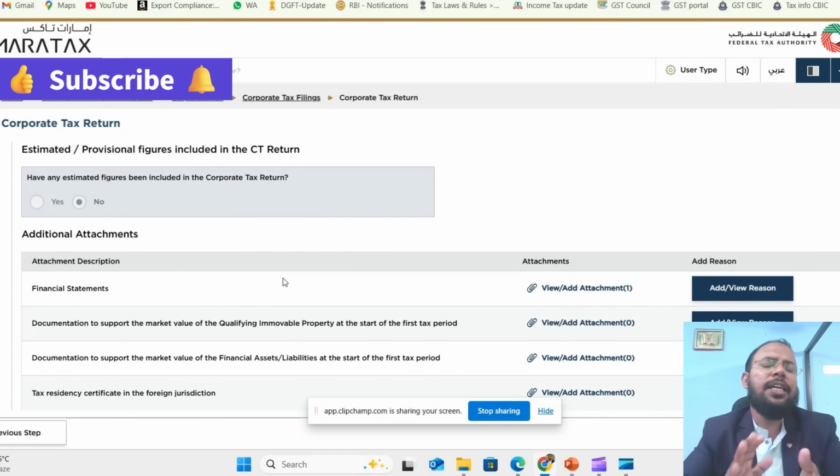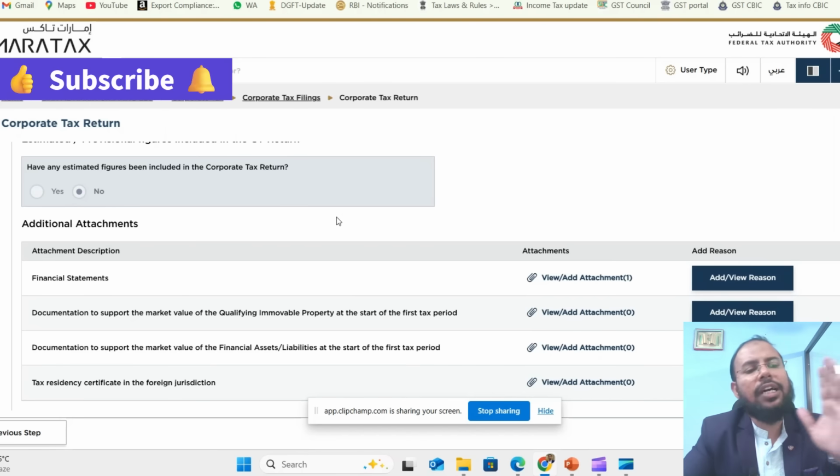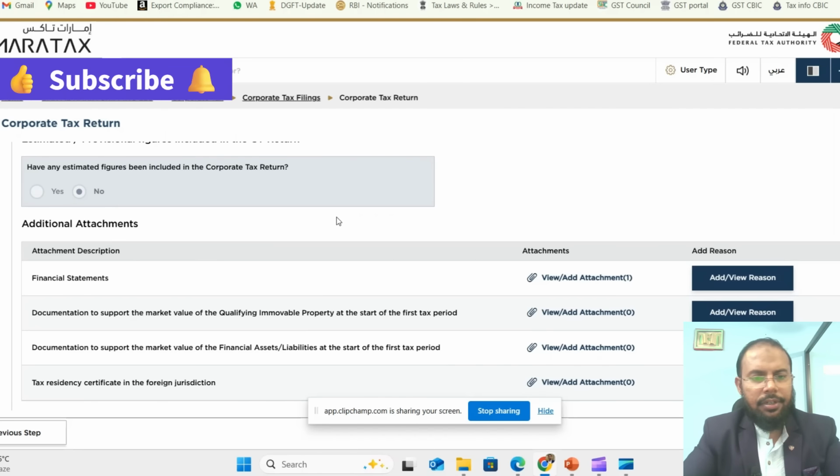Further, we need to inform here, if you already took any estimated and provisional figure in your FS or in your corporate tax filing, you need to inform accordingly here. This is the final step we need to understand regarding the additional attachments. Here is the first important thing: financial statement subject to turnover. If your turnover exceeds 3 million AED, then it is mandatory to attach the financial statement.